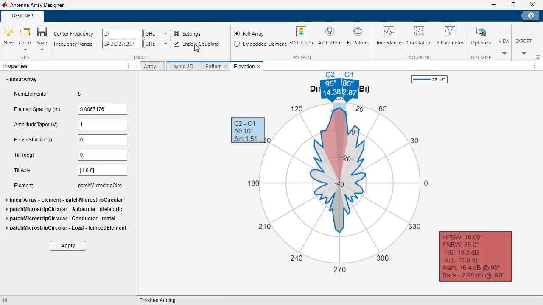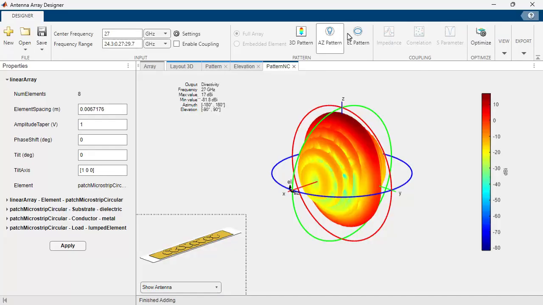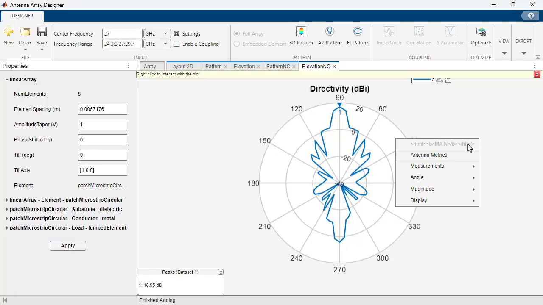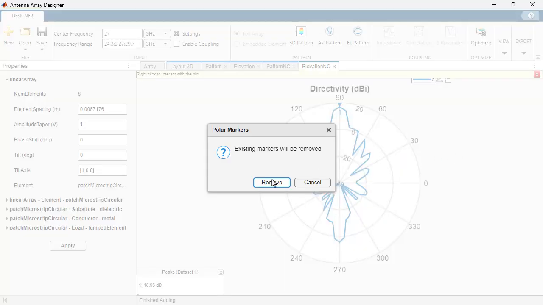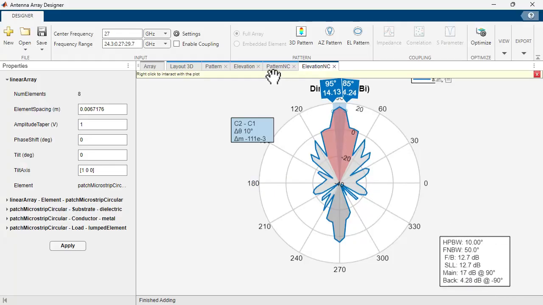We can then perform the same analysis, neglecting coupling, and we can reproduce essentially what we were saying before. We can see how the pattern is now different, and in particular how the nulls are much, much deeper.